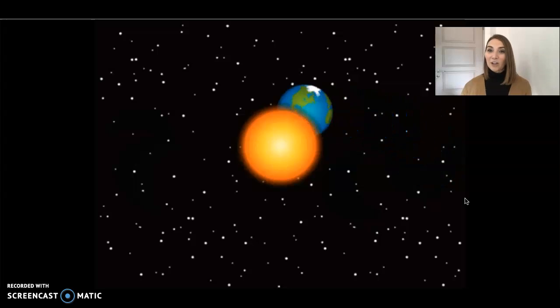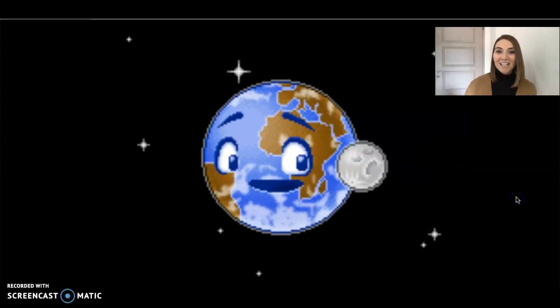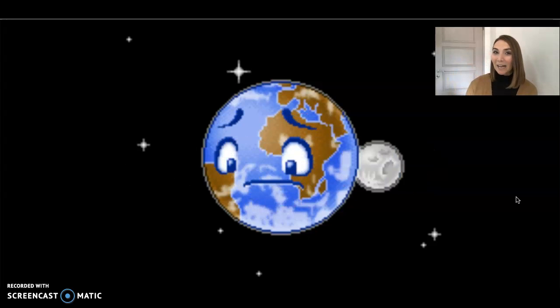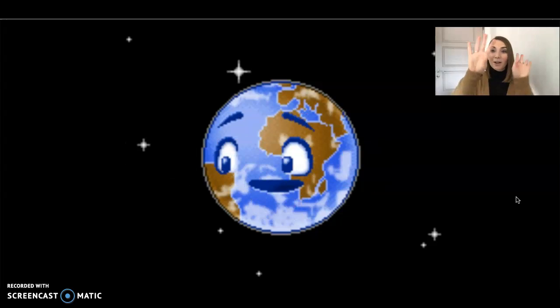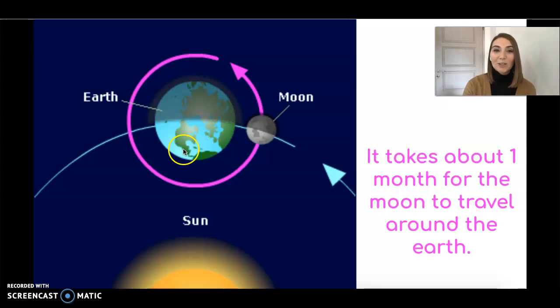So we know that the earth moves around the sun. And now we've learned that the moon moves around the earth. And that is why the moon has phases or appears to change. So in this picture, you can see that the earth is going around the sun and the moon is going around the earth. Do you see the part of the moon that is in a shadow? Do you see the part of the moon that is reflecting the sun's light?